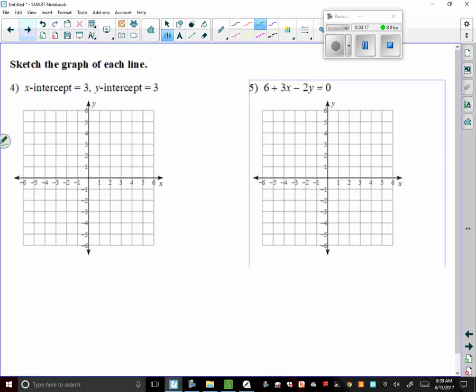Alright, now we're going to sketch some graphs of lines. So here, the x-intercept is 3. X-intercept is just a term that we use for where the line crosses the x-axis, and the y-intercept is also 3. This gives you 2 points, and you can just graph a line.